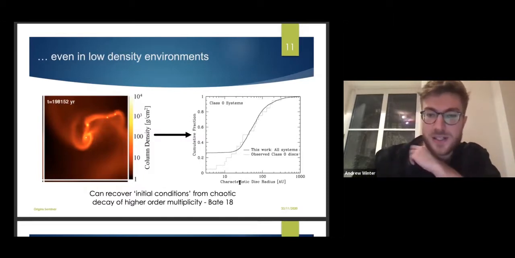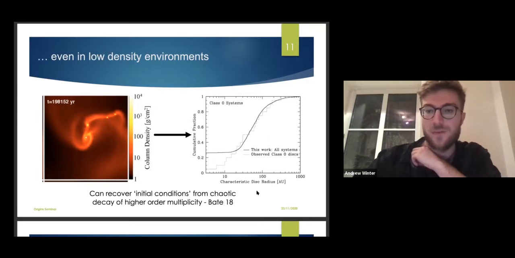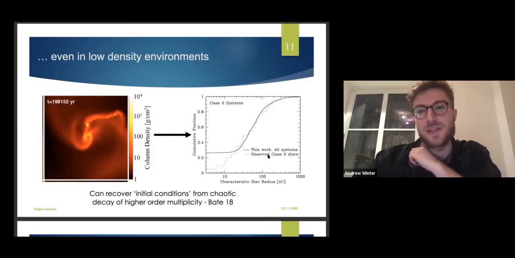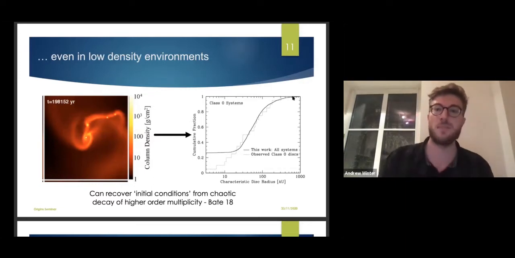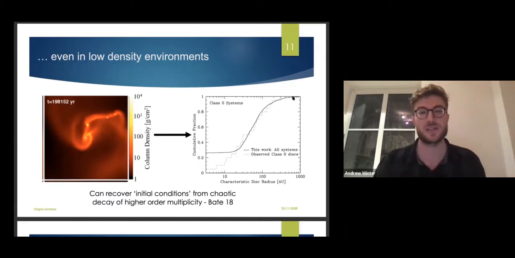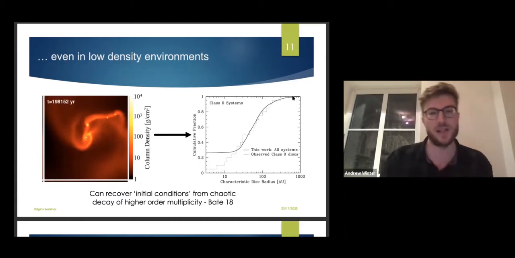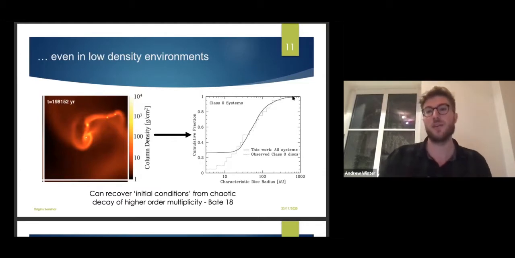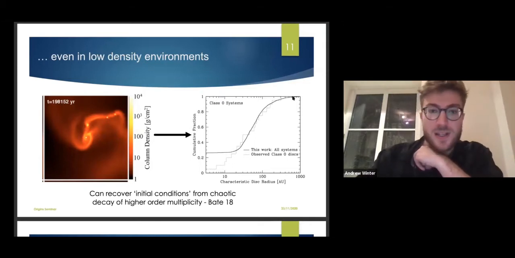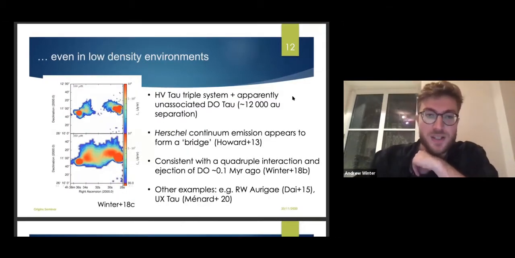So what you can see here is the cumulative distribution function of the disk radii from the model, which is the black line, compared to the observed class zero disks. And you can see there's a pretty good match there. So this is suggesting that this hierarchical decay might actually explain how the initial conditions of disks are formed. And this is a bit different from the dense environment changing the protoplanetary disk properties, but it is showing that star formation can't be ignored in terms of understanding the formation process initially. And there's some support for this observationally as well.